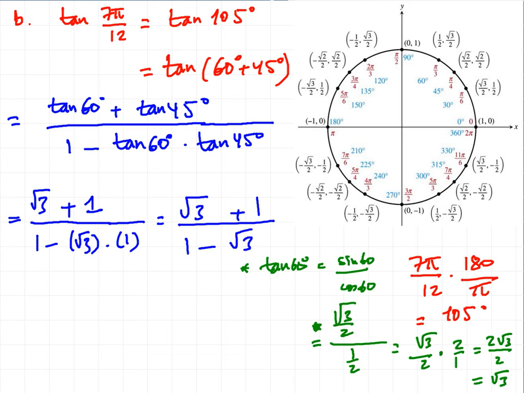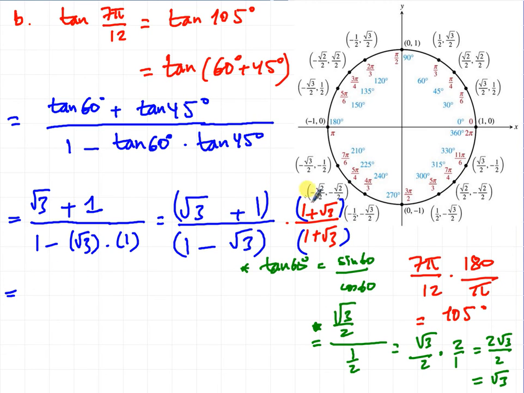Now, this fraction is not in the simplest form. To make it in the simplest form, we have to rationalize the denominator. To rationalize the denominator, we have to multiply by the conjugate of 1 minus radical 3. The conjugate of 1 minus radical 3 is 1 plus radical 3, up and down. Okay, so radical 3 plus 1 into 1 plus radical 3, over 1 minus radical 3 into 1 plus radical 3.